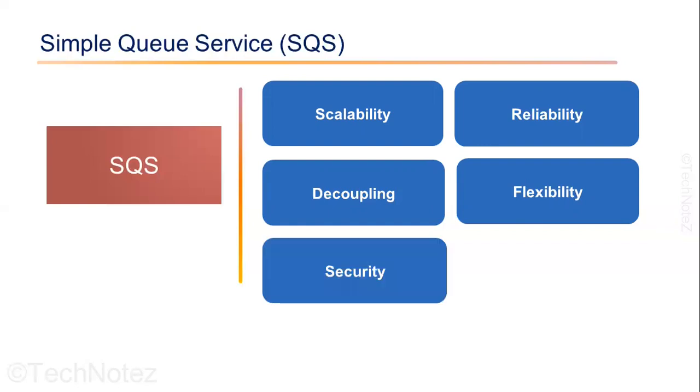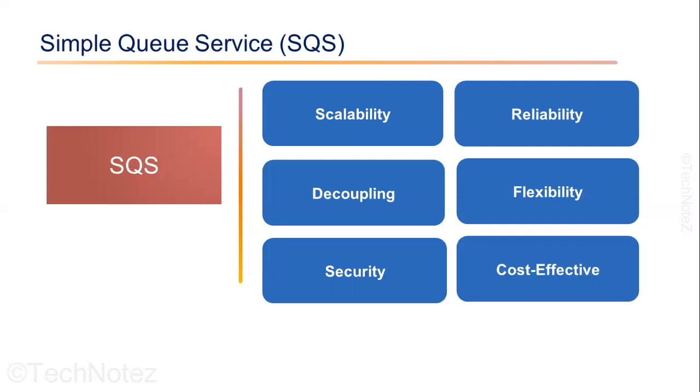Amazon SQS uses AWS Identity and Access Management to control access to your message queues. You can also encrypt your messages using AWS Key Management Service to add an extra layer of security. Amazon SQS is a cost-effective solution for queuing messages. You only pay for the messages that you send and receive, and there are no upfront costs or minimum fees. Overall, Amazon SQS provides a reliable, scalable, and flexible messaging service that can help you to build distributed applications with ease.